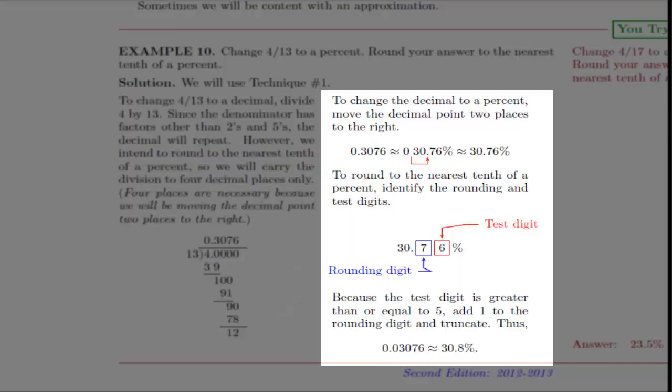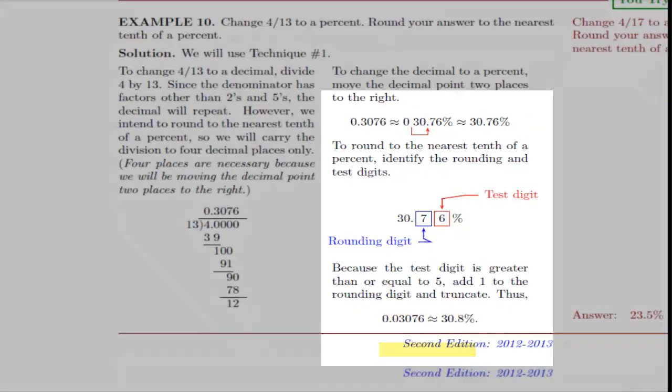To change the decimal to a percent, move the decimal point 2 places to the right. So we had 0.3076. If we move the decimal 2 places to the right, we get 30.76, and if we add a percent symbol, we get 30.76%. To round to the nearest tenth of a percent, identify the rounding and test digits. Because the test digit is greater than or equal to 5, add 1 to the rounding digit and truncate. Thus, 0.3076 approximately equals 30.8%.